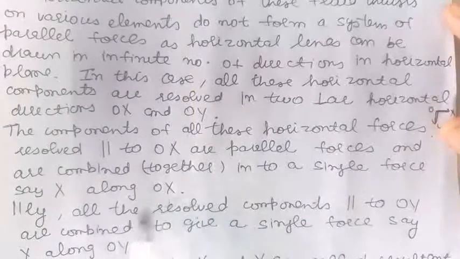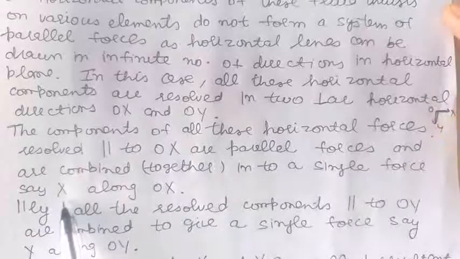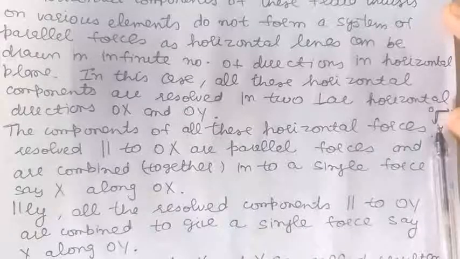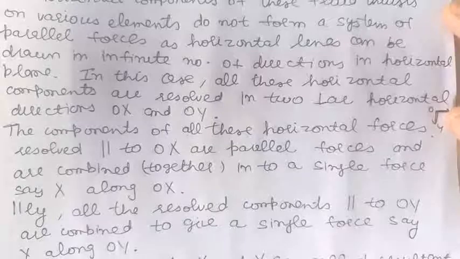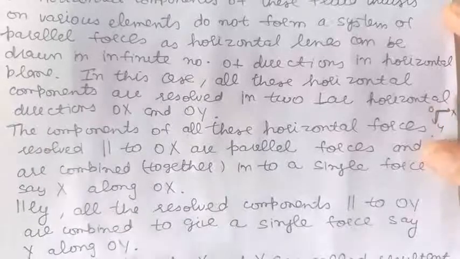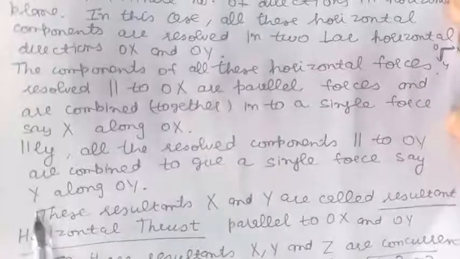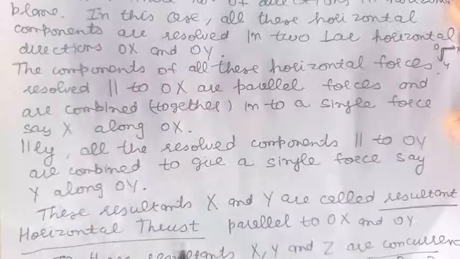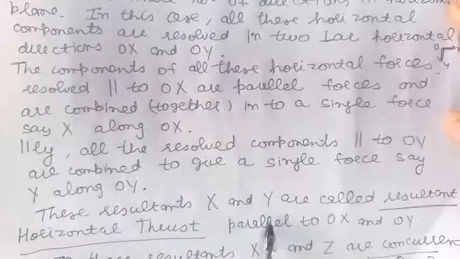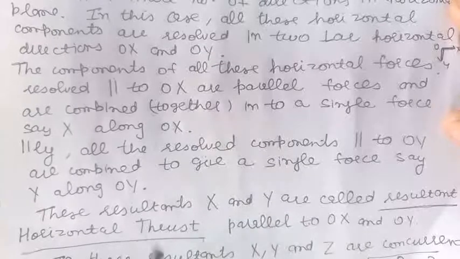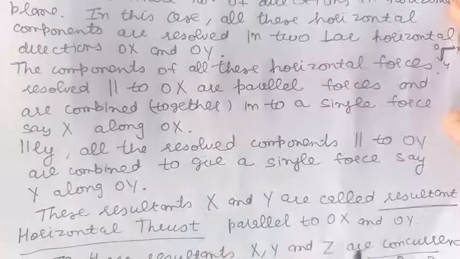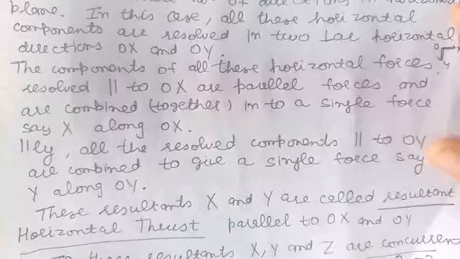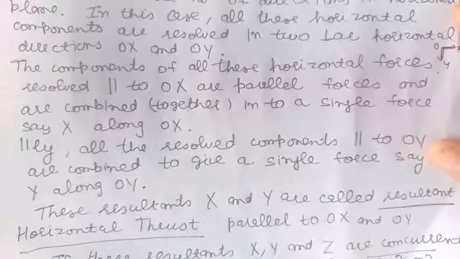That single force we have denoted by X here, and all the resolved parts which are parallel to OY are combined to give the single force along the direction OY. We have denoted the single force along the direction OY by Y. Thus we have obtained the resultants X and Y, which are called resultant horizontal thrusts parallel to OX and OY. So these are the resultant vertical thrust and resultant horizontal thrusts.